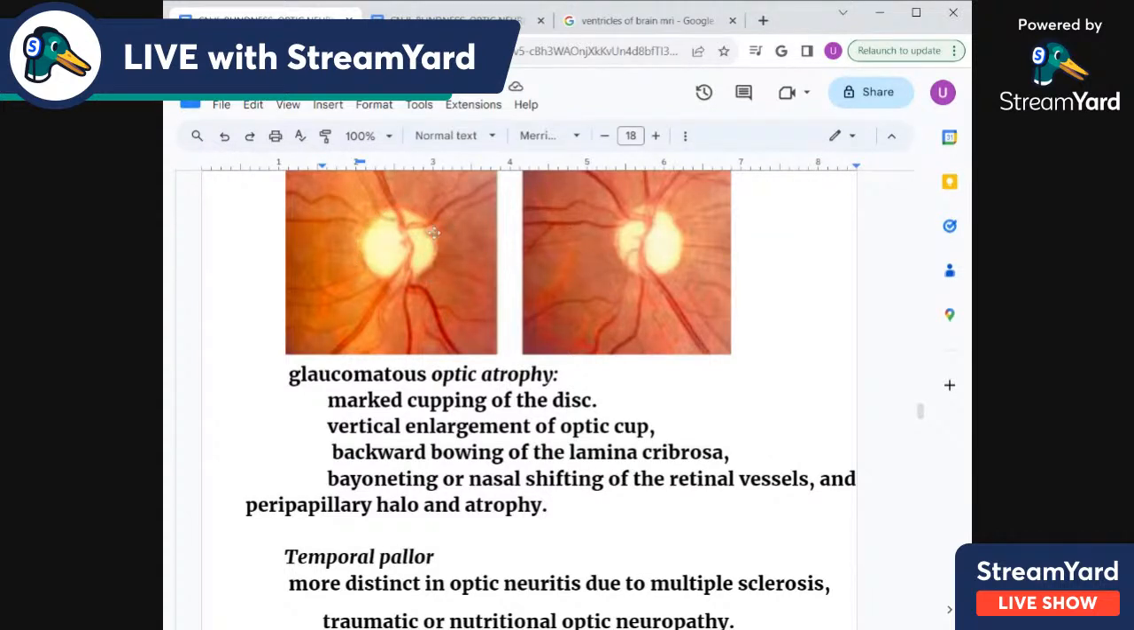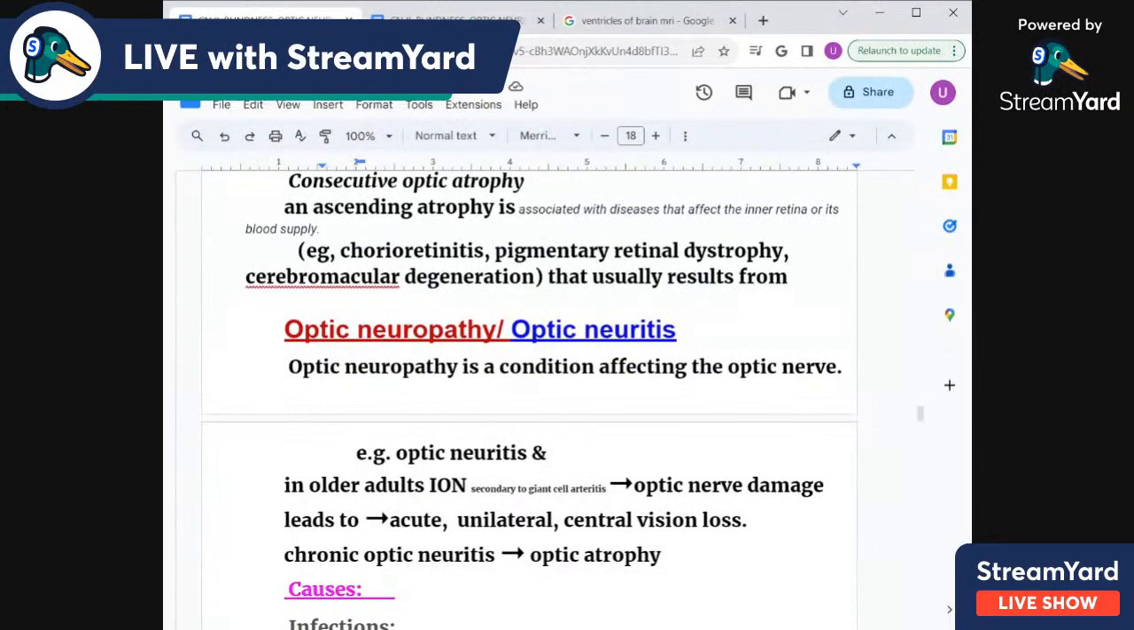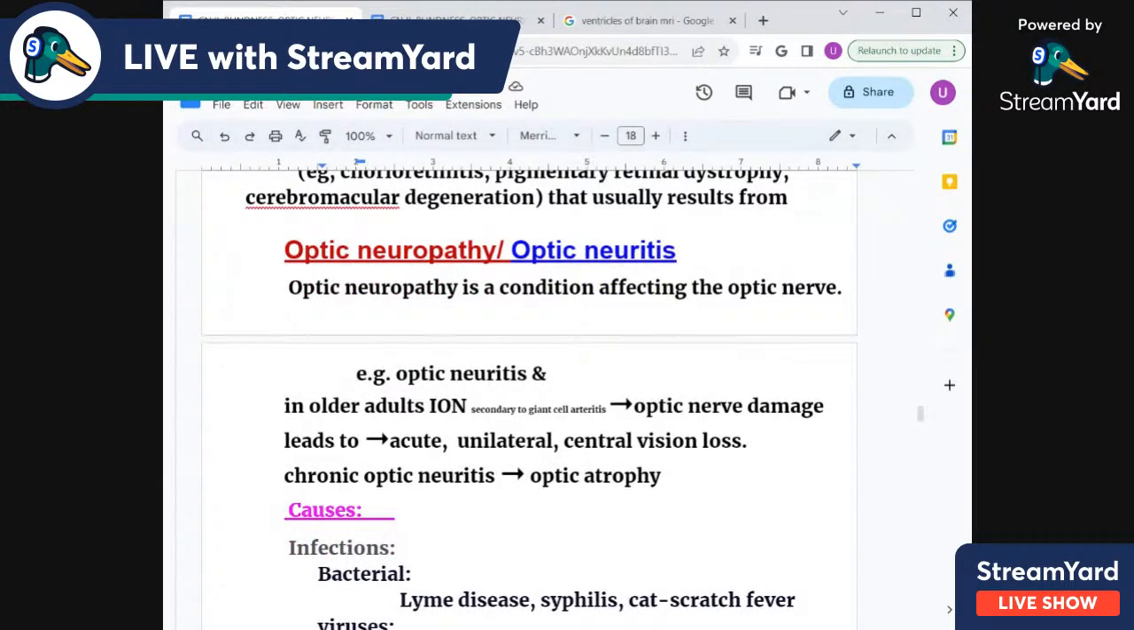The margins are clear, and there is cupping, occurring more superiorly here, and in the blood vessels there is what is called nasalization of the blood vessels. So, features of papilledema, but otherwise the margins are very clear, and there is backward bowing of the lamina cribrosa. So this was optic atrophy. Now we go to optic neuropathy and optic neuritis.